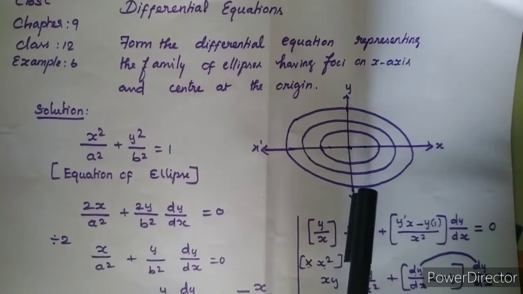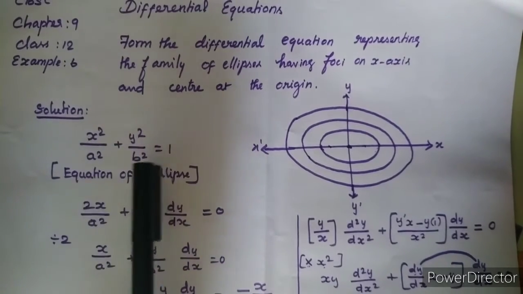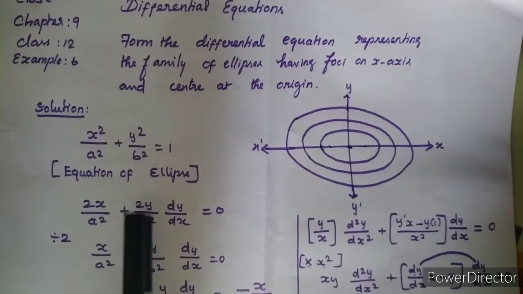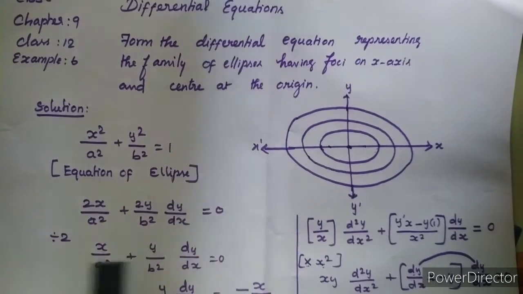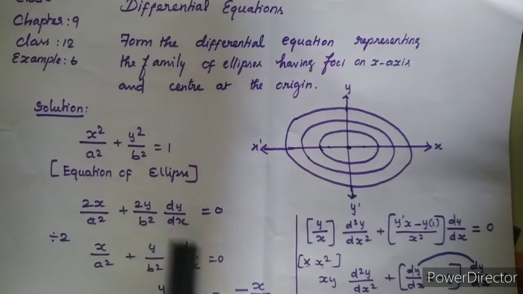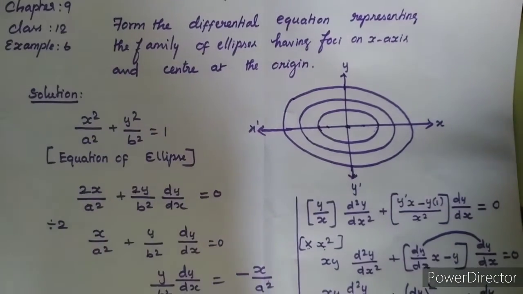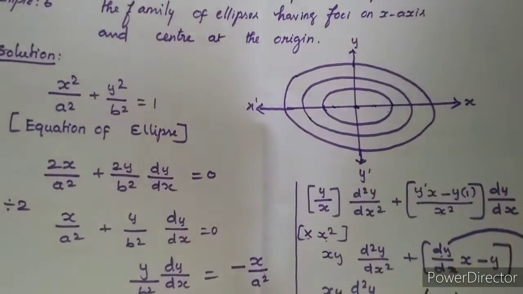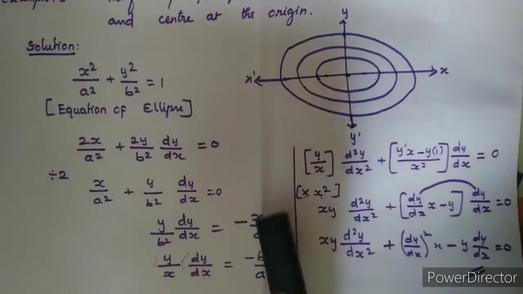Suppose the major axis is the y-axis, then you want to interchange a and b, that's all. Next, differentiate: x squared gives 2x by a squared, y squared gives 2y by b squared, y dy by dx, and the constant gives 0. Then divide by 2, therefore x by a squared plus y by b squared dy by dx equals 0. Then consider x by a squared on the right side, this is negative. Next, you want to interchange the letters b squared and x, therefore x will be on the left side and b squared on the right side. This is the answer.